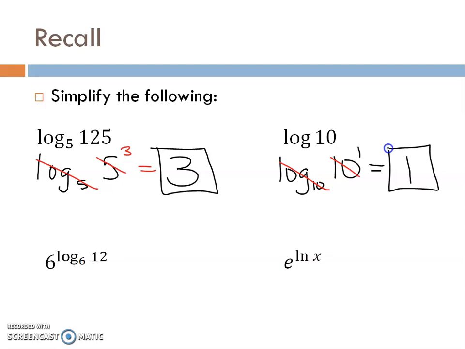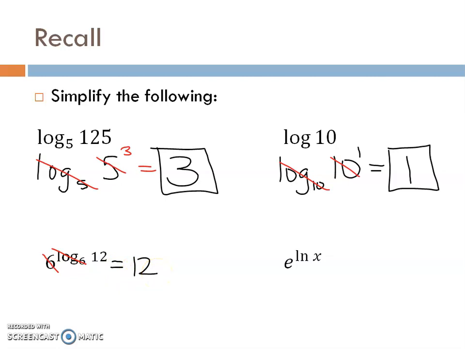Now, these two examples we haven't seen as much. We talked about them super briefly in lesson 6.4 part 2. But again, I have an exponential function here. This is 6 to some power. And I have a logarithm, log base 6 of something. So that's just another way that you can see an exponential function and a logarithm together. Do their bases match? Yes, their bases do match. So that means that we can cancel. And what am I left with for my answer? Well, my answer would be 12.